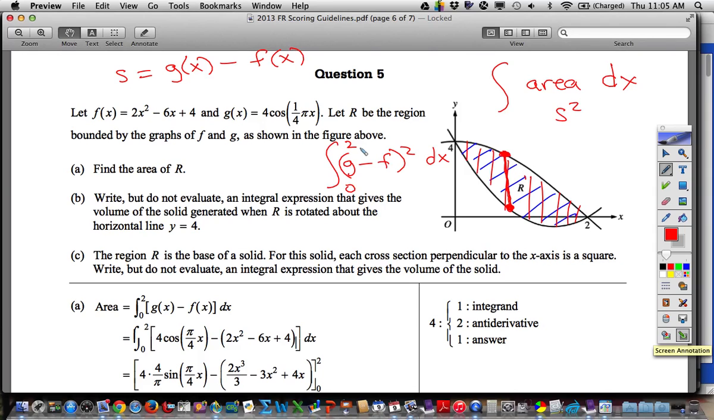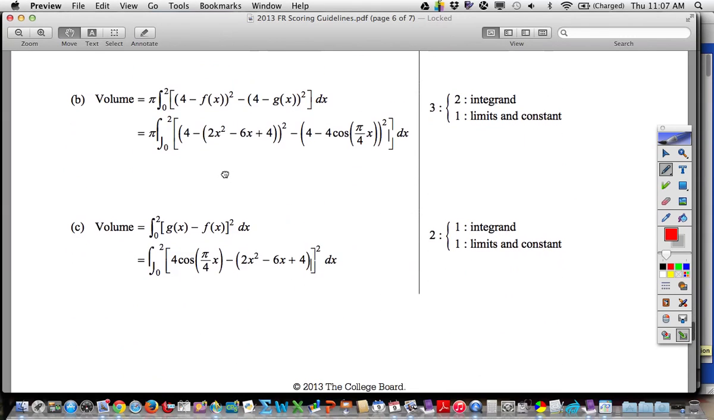We understand those are squares coming up off the page. Let's take a look at part B. I guess I didn't check it. Look what we had: 4 minus f of x squared, 4 minus g of x quantity squared. We subtracted those, pi out in front. Yep, that's what we had. Look at this one. G minus f was our s, the side of our square. We square that quantity. We go from 0 to 2. I think this would have been acceptable. I don't think you would have had to plug those in. I think they did it, but I don't think you'd have had to, when it says just write but do not evaluate.